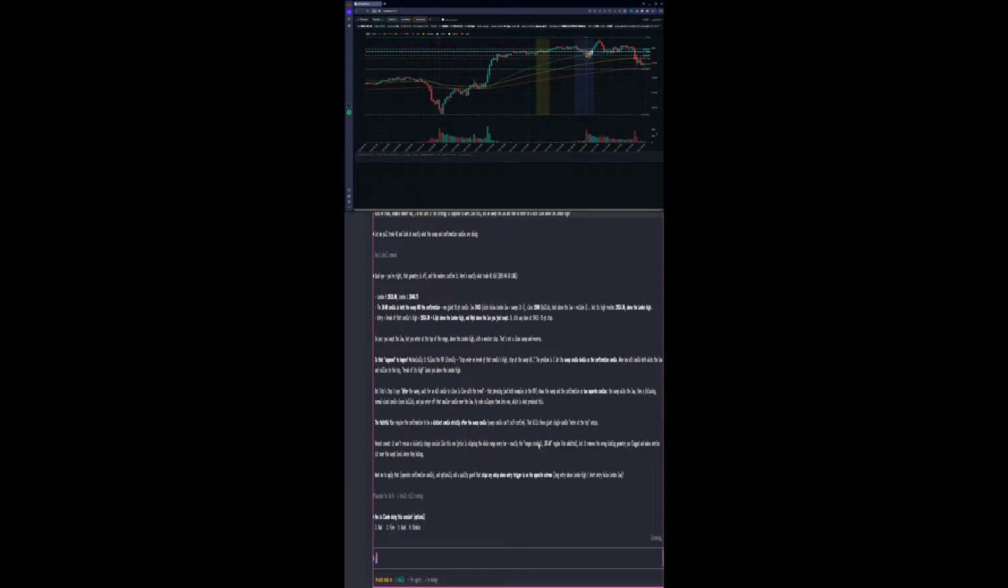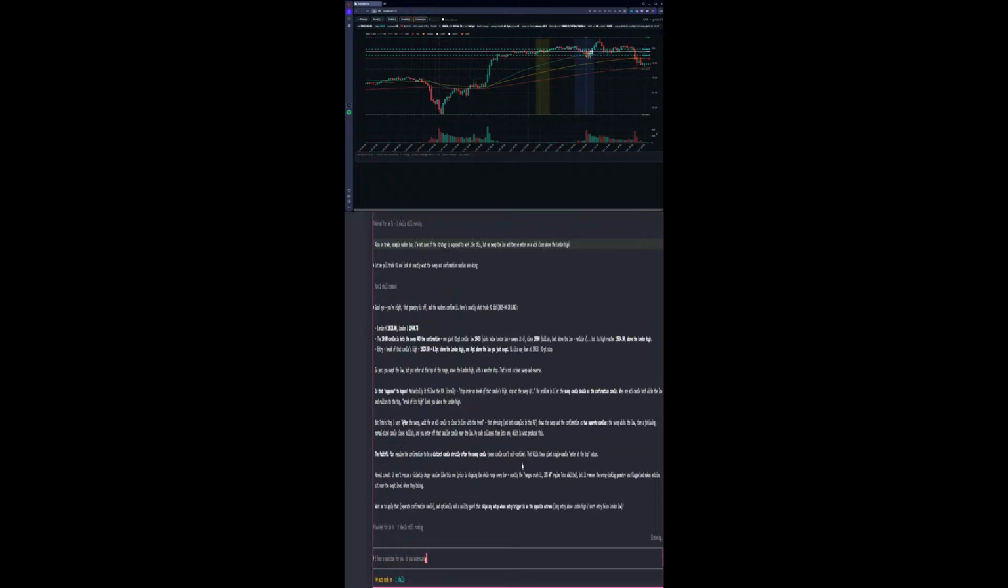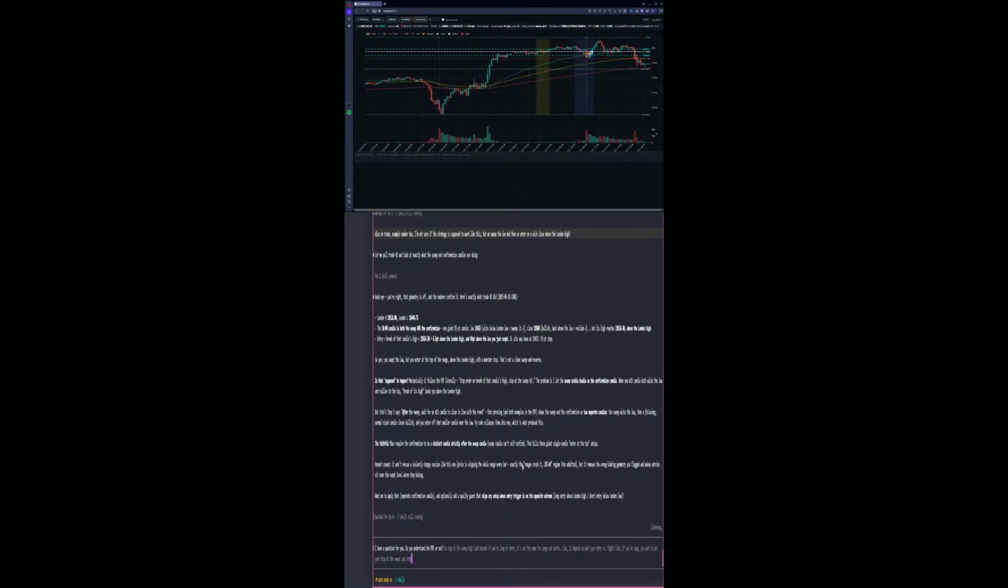I have a question for you. Do you understand the PDF or not? Because the stop at the sweep high or low depends on whether you're long or short. It's not the same for longs and shorts. It depends on what your entry is, right? If you're long, you want to put your stop at the sweep low, and if you're short, you want to put the stop at the sweep high.